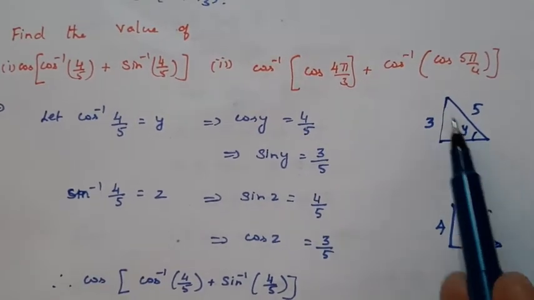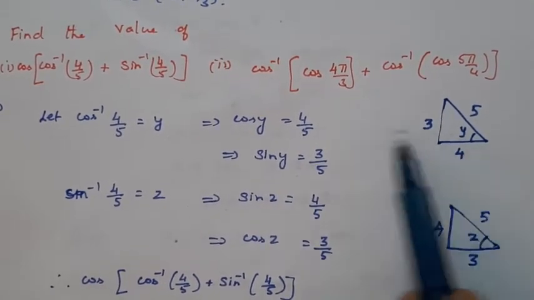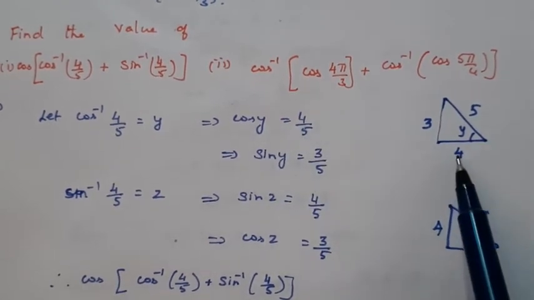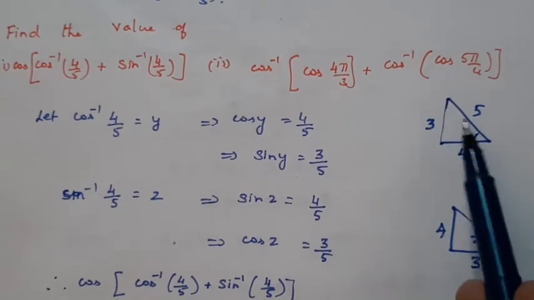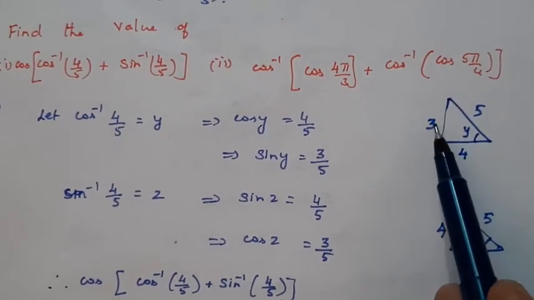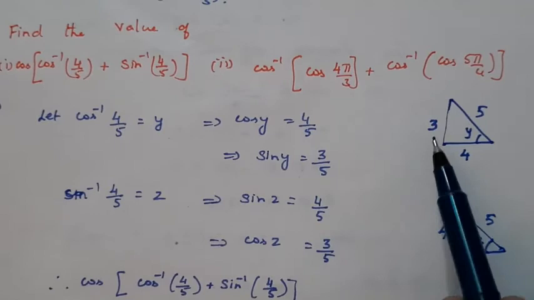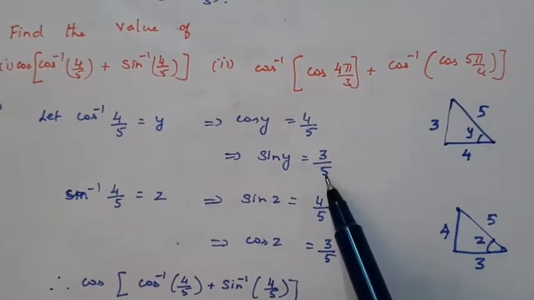So, in a right angle triangle, if this angle is y, cos y is 4 by 5 means adjacent side is 4, hypotenuse is 5. So, what would be the opposite side by Pythagorean triple? It would be 3. So, the opposite side will be 3. So sine y is equal to opposite by hypotenuse, that is 3 by 5, right?